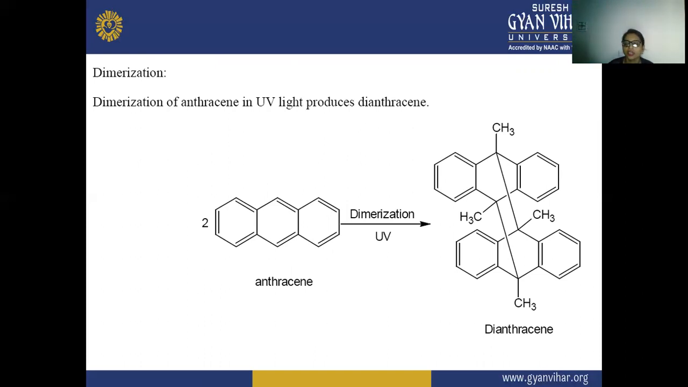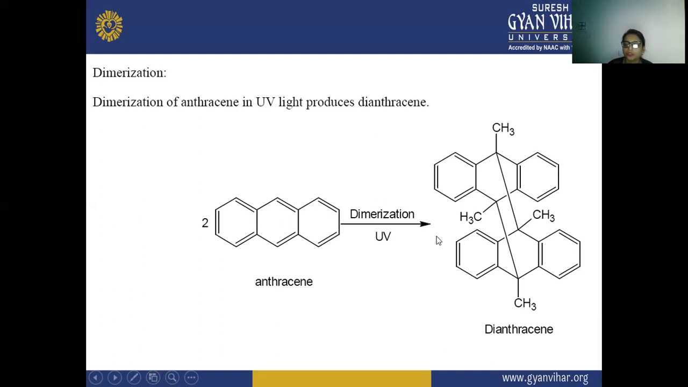On the 9th and the 10th position, you can see there is an addition of methyl groups, and they are adding on the 9th and the 10th position. You can see this is the 9th and this is the 10th. So there is an addition of the methyl group on the 9th and the 10th position, and on the 9th and the 10th position, this dimeric product is also formed here.